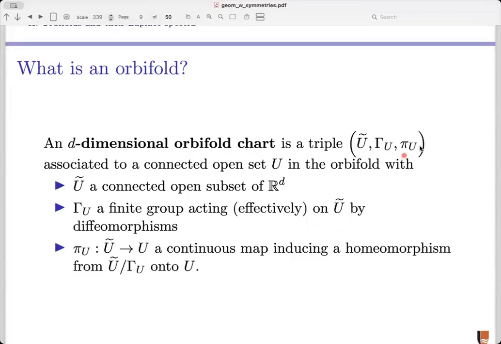And then we have a mapping pi, which gives us a homeomorphism between the quotient of U tilde under this finite action gamma U onto the neighborhood of the orbifold. So informally speaking, an orbifold looks like a local quotient of a patch in R^D, an open set in R^D, under a finite group action.